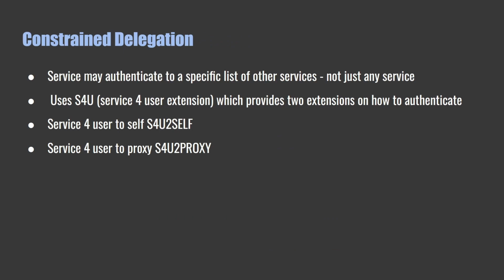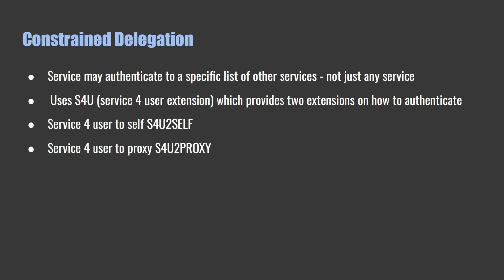The next step up from this is constrained delegation. This places limits on what a machine or user can delegate to, and who they can delegate from, things like that. So the service may authenticate to a specific list of other services, not just any service. This is for obvious reasons, to lock it down and make it more secure.